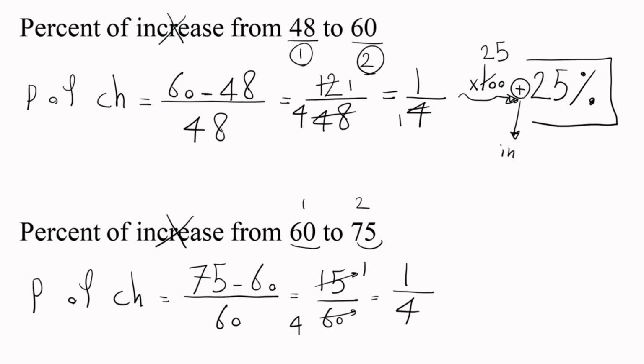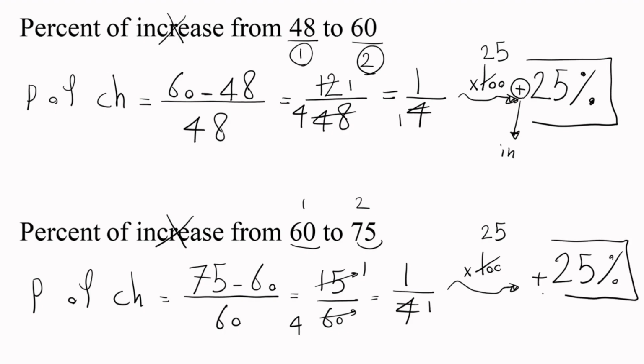This is a number, but I want a percentage. What should I do? I must multiply it by 100. I can simplify it again. If I divide this one by 4, it's going to be 1. Divide this one by 4, it's going to be 25. So the answer will be 25%. Is it an increase or decrease? Because the answer is positive, it is an increase.